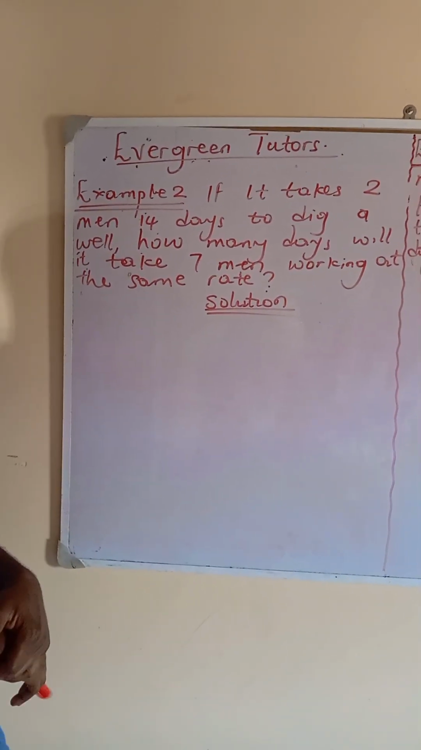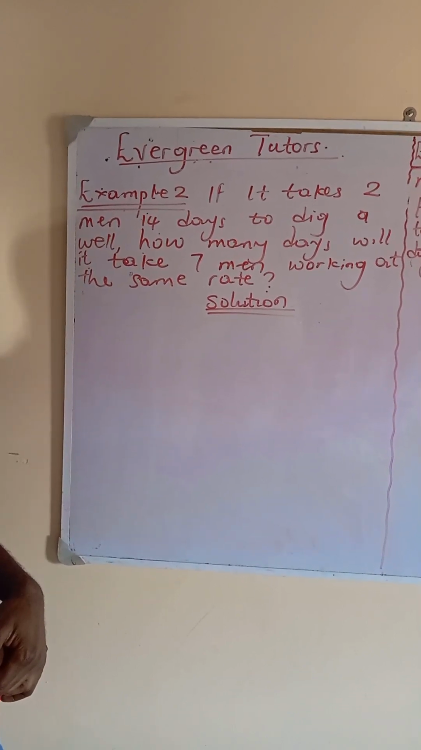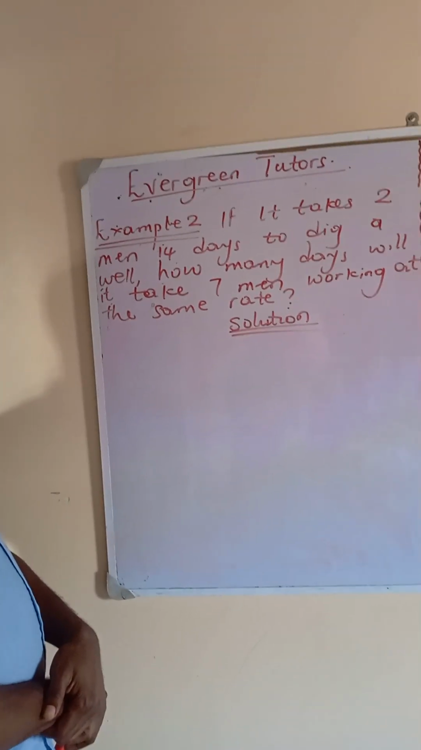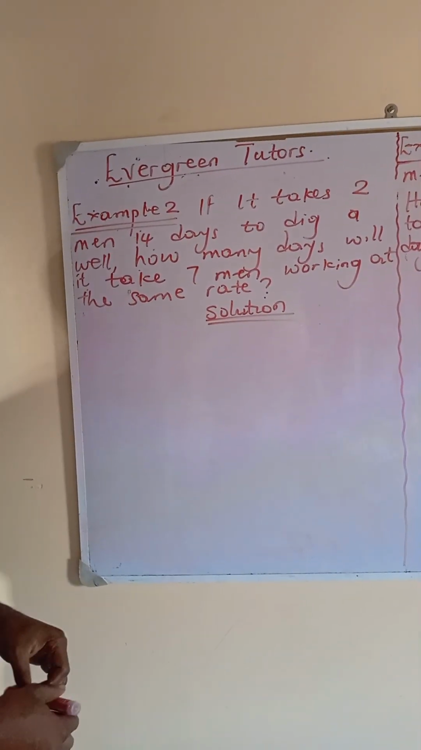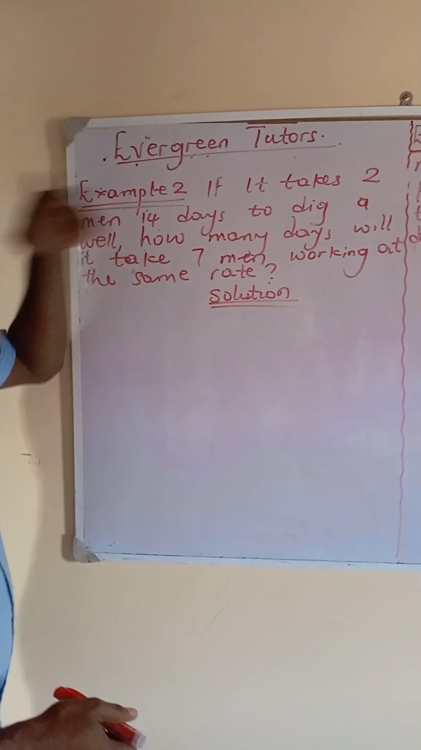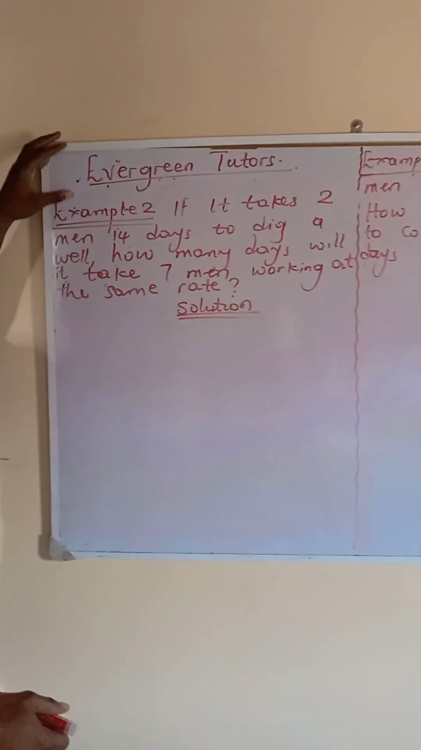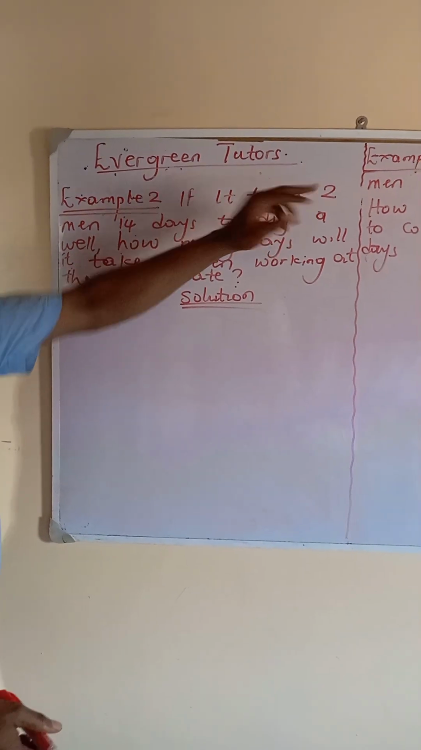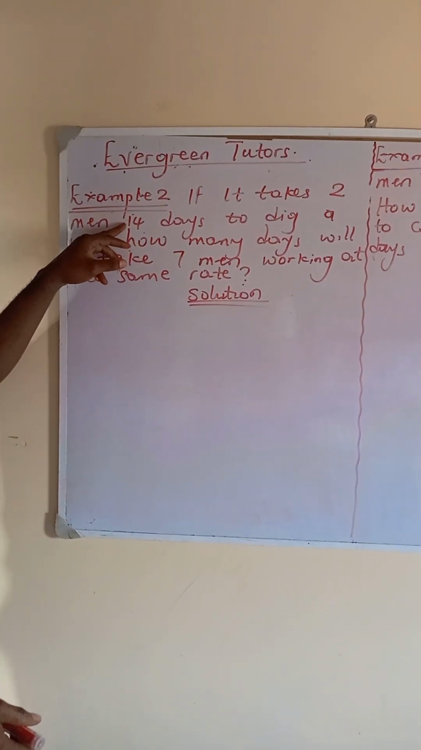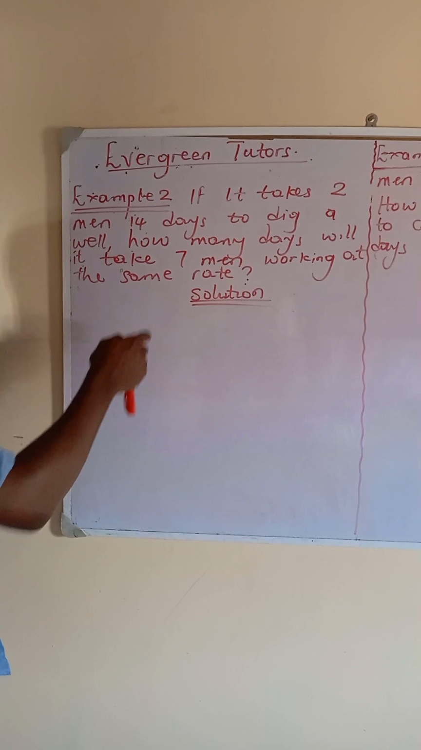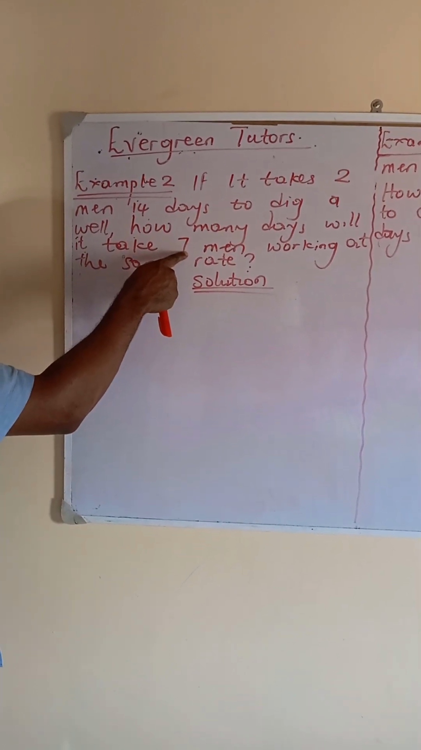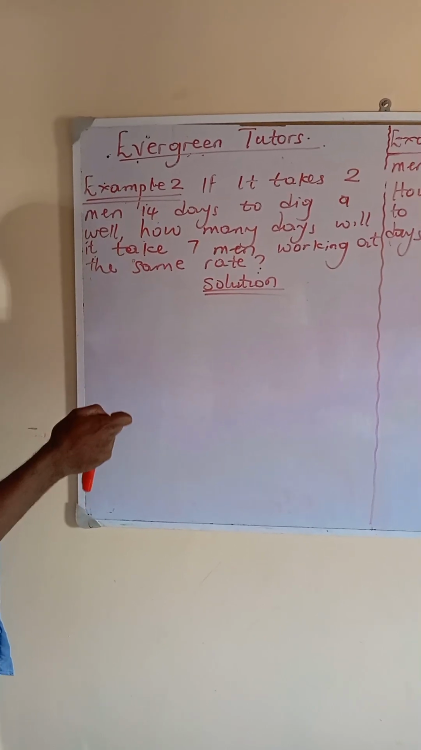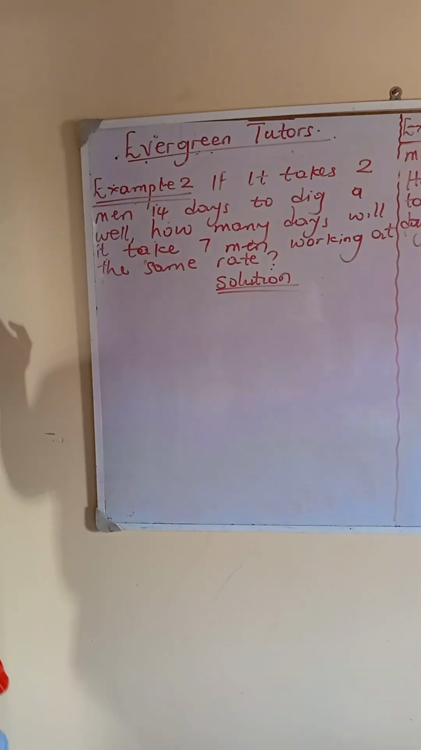In this question now, 2 men can dig a well in 14 days. That is, you have 2 manpower. It takes them what? 14 days. That is, the fewer the men, the higher the number of days it will take. But now let's see, when the men now increases to 7, the days it will take them to complete the work will be what? Will reduce. That is what they call inverse proportional.